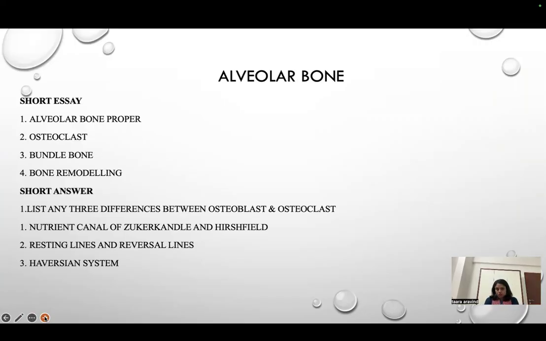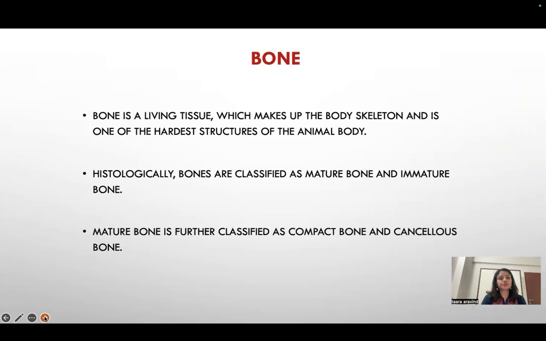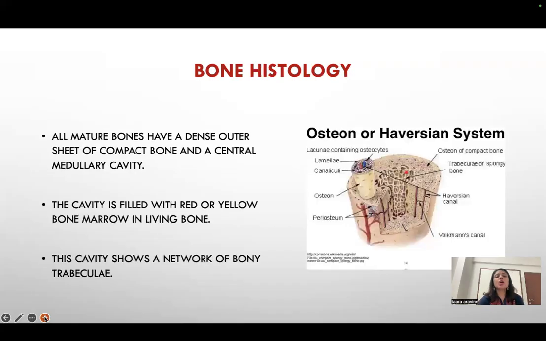Now, the last topic is alveolar bone. Bone is a living tissue which makes up the body skeleton and is one of the hardest structures of the animal body. Histologically, bones can be classified as mature bone and immature bone, and mature bone is further classified as compact and cancellous bone. All mature bones have a dense outer sheet of compact bone and a central medullary cavity. The medullary cavity is filled with red or yellow bone marrow in living bone. This marrow cavity shows a network of bony trabeculae.